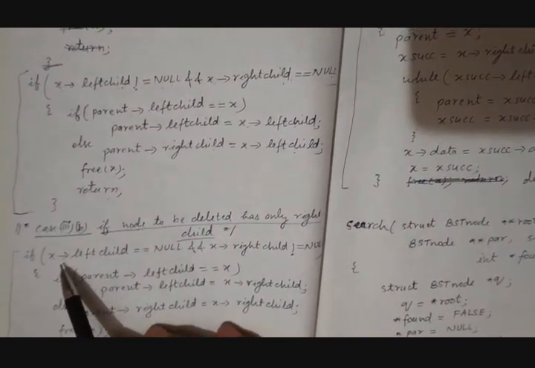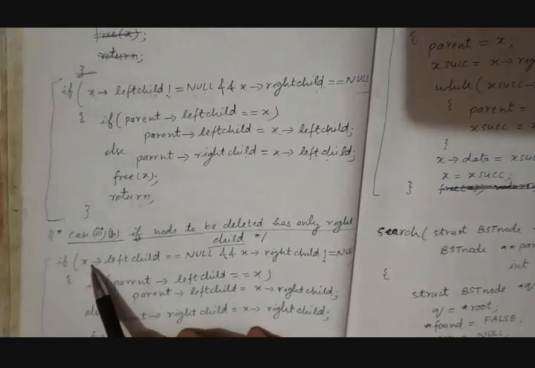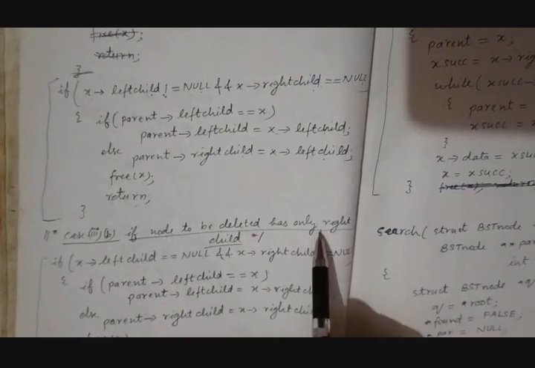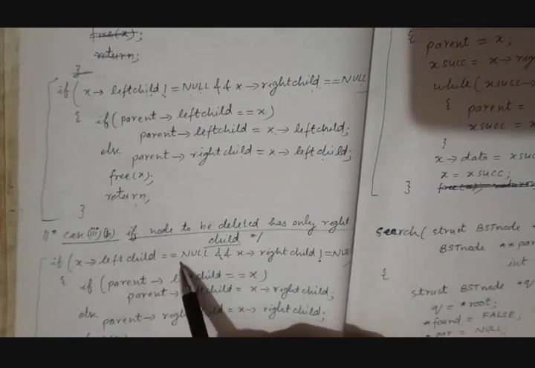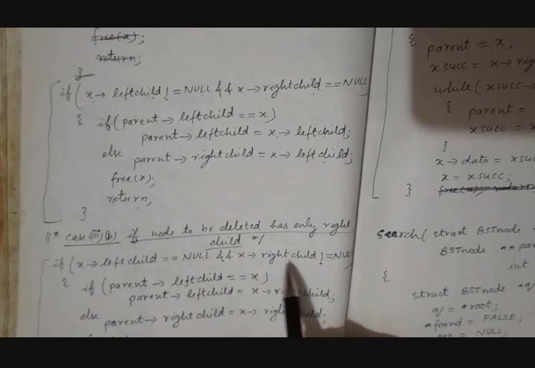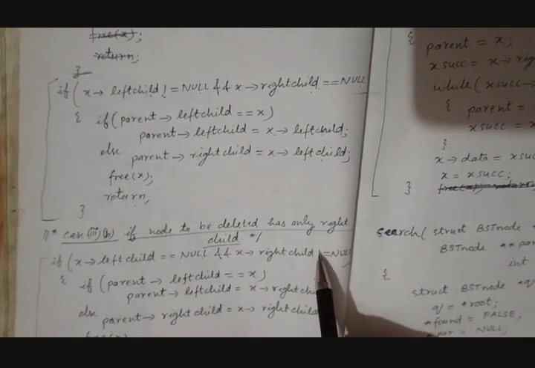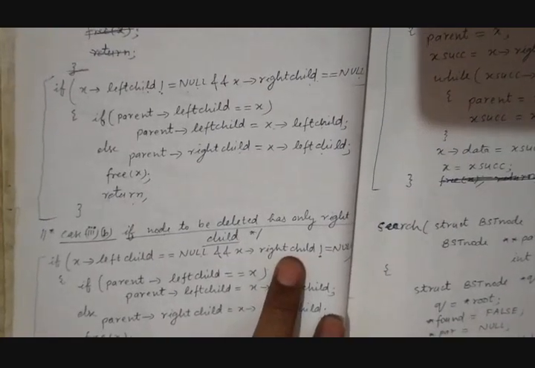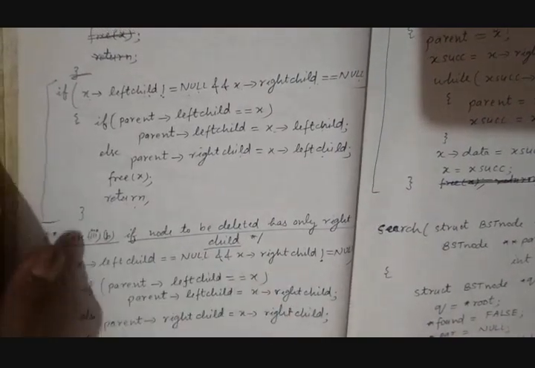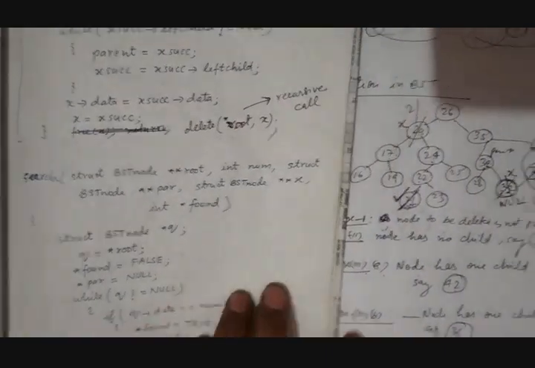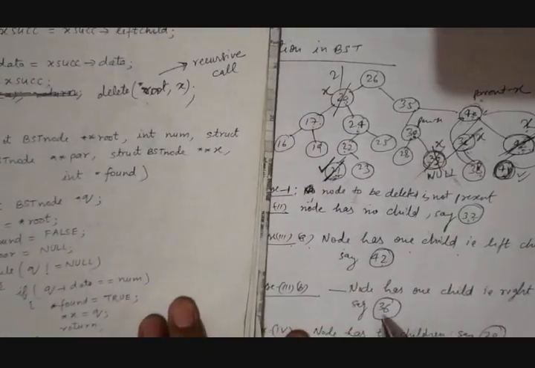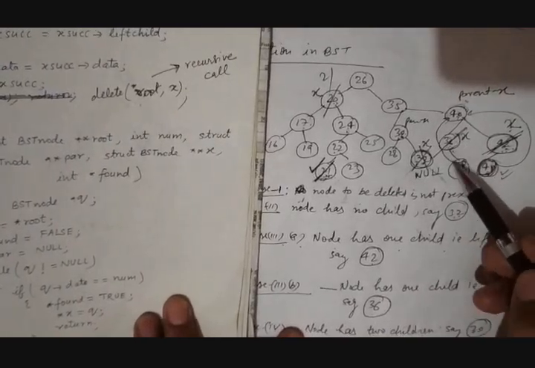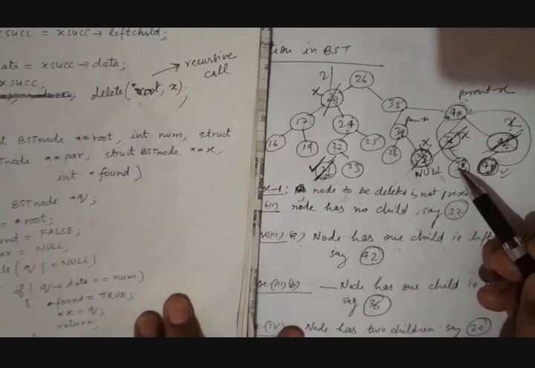So how can you write down the condition for it? X left child is equal to null, meaning you want to delete a node that has only a right child. So the left child is null, and X right child should not be equal to null. Just see here, not equal to null. It means the node has a right child. So in the same example, third B, we want to delete node 36. So 36 is X, and it has only a single child, that is the right child, 38 over here.